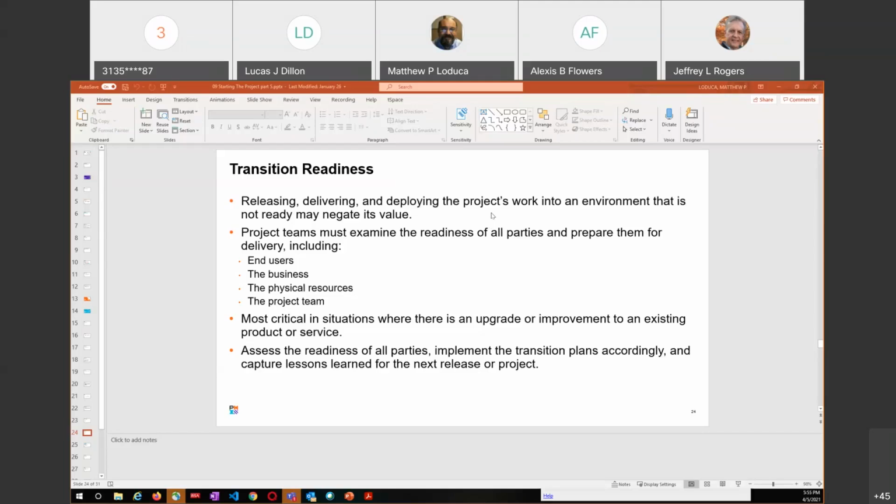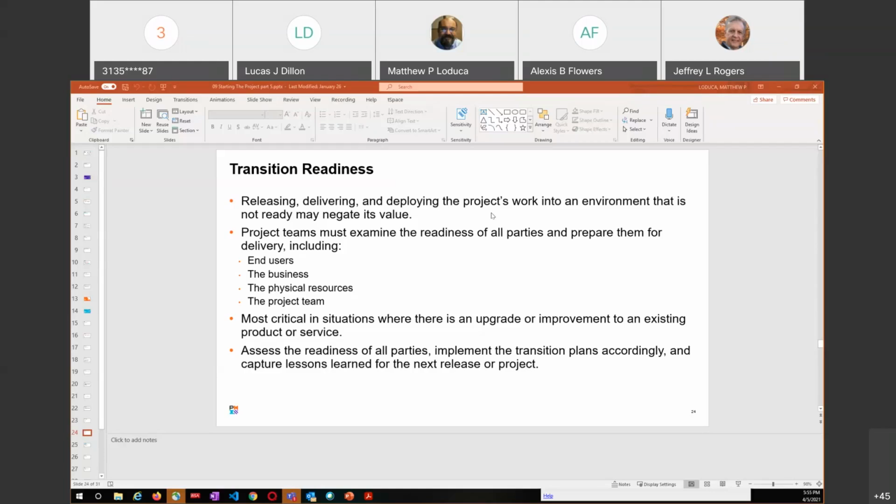The physical resources, the people who are going to be using it need to be in place. Like if it's software, you have to have the servers, probably you have that already. So all that stuff has to be in place. If it's construction, it's the same kind of thing. And the project team needs to be aware too that everything is ready to go. They're going to have to transition it. They have to be ready to transition it over.